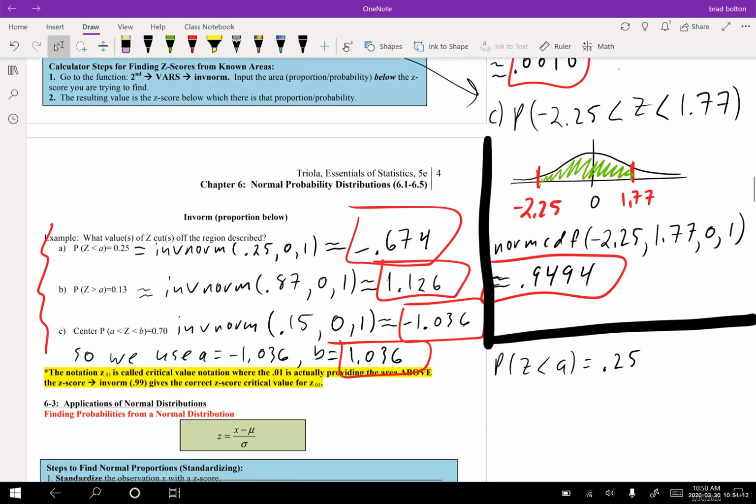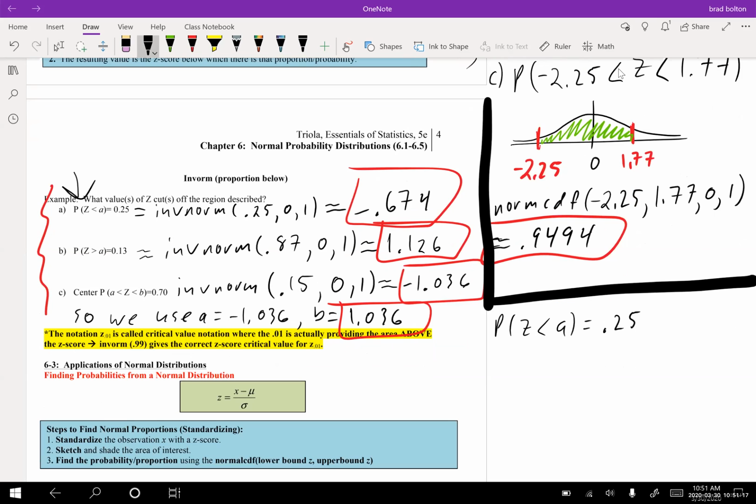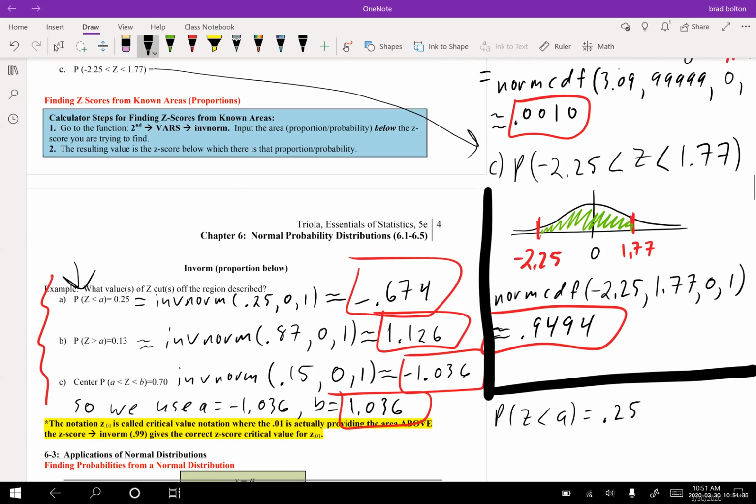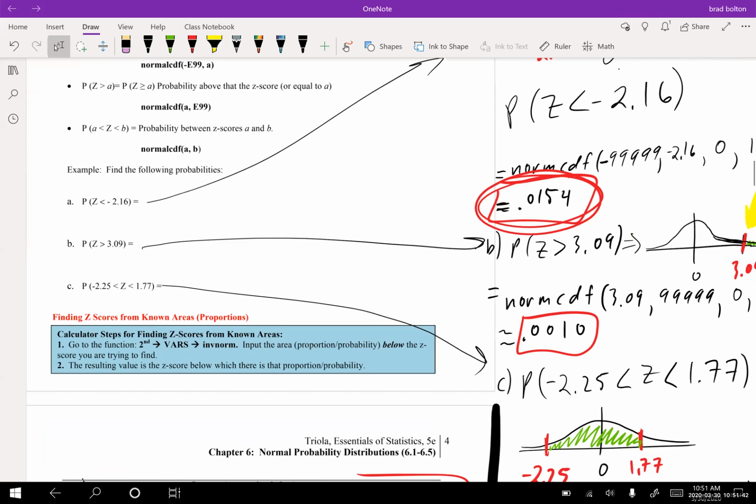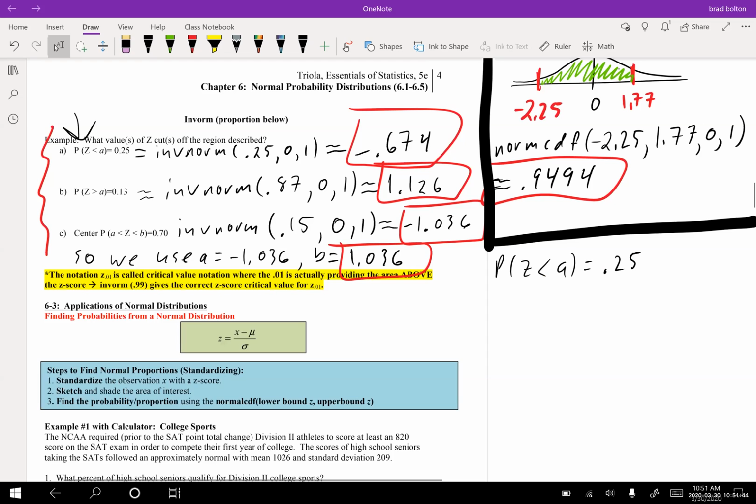So it says the probability that Z is less than A is equal to 0.25. So the difference between this problem and the previous problem is in this problem, they're actually telling us the probability already, and they want to know what Z-score would have made that happen. So notice up here, this one is telling you the Z-score, and they want to know the probability of that. This one is telling you the probability and want to know what Z-score we're doing. So this is kind of going in the opposite direction.